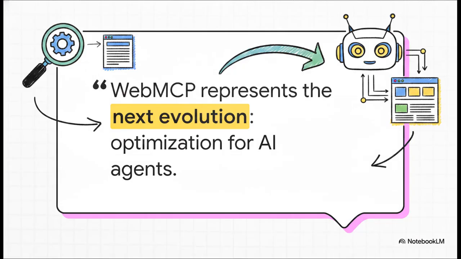I absolutely love this quote because it hits the nail right on the head regarding the magnitude of this shift. Just as websites optimized for search engines in the 2000s, WebMCP represents the next evolution, optimization for AI agents. We are moving from the era of SEO, making sites readable for search engine algorithms so humans could find them, to an entirely new era. Moving forward, making your site usable and highly functional for AI agents is going to be the absolute ultimate competitive advantage for businesses on the web.